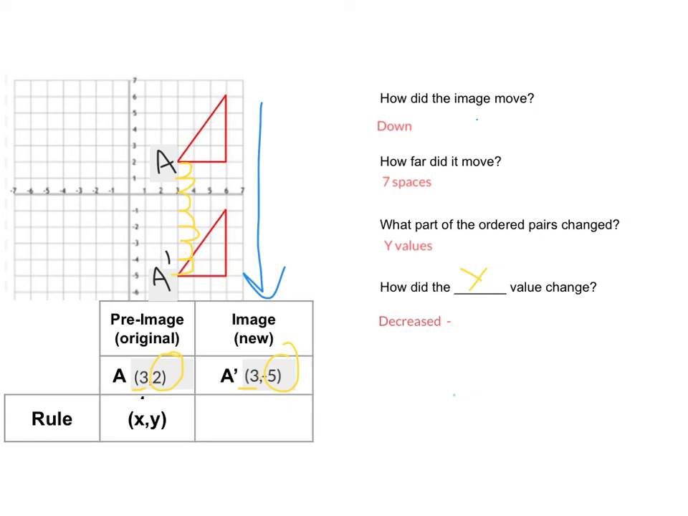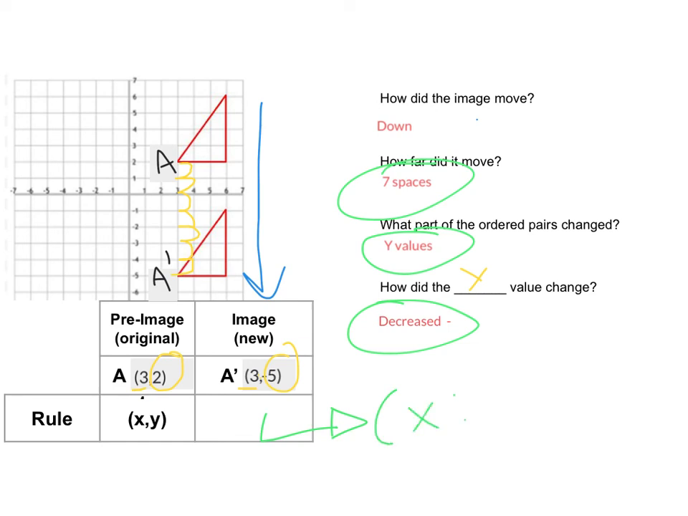So since we have identified that our Y values are what changed, they decreased by 7 spaces, we can write our new rule. So our rule for this translation, the X's stayed, so we leave X alone, and our Y's decreased by 7. So our new rule is (X, Y minus 7).